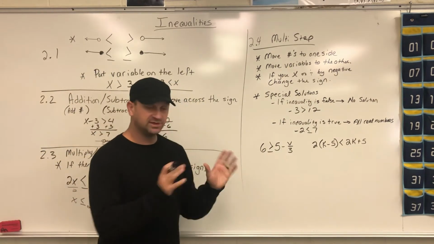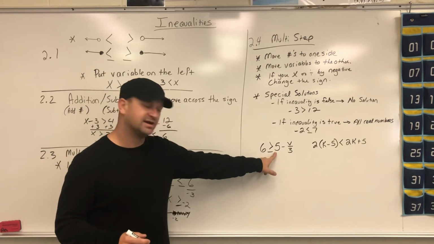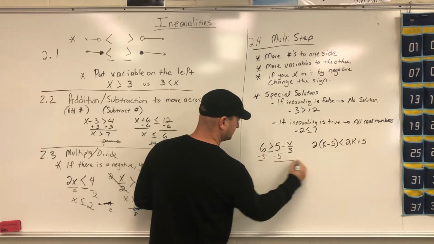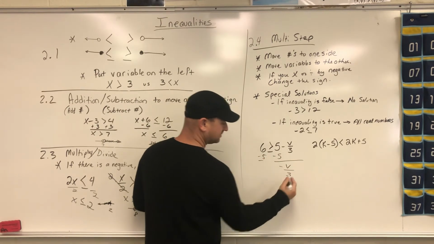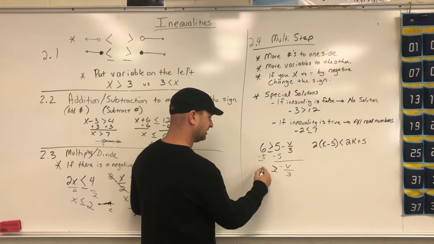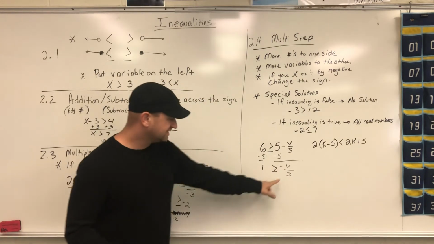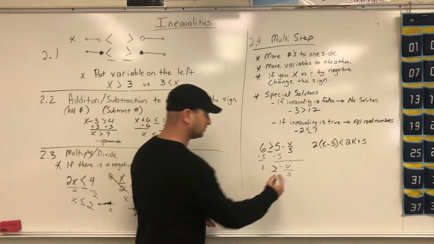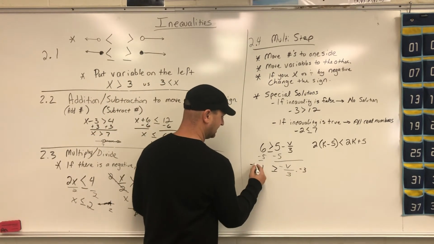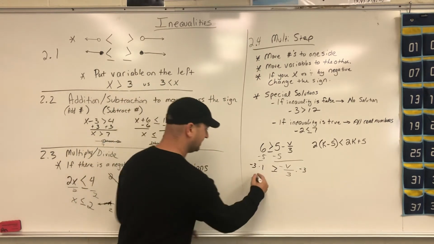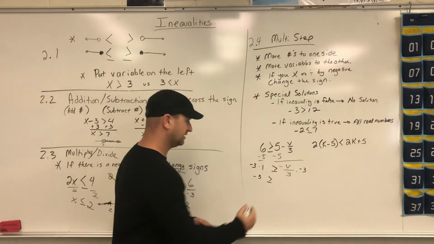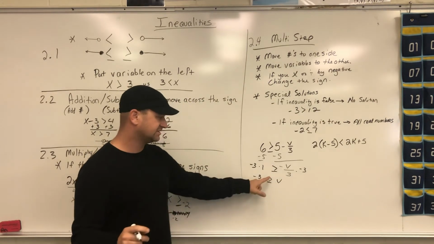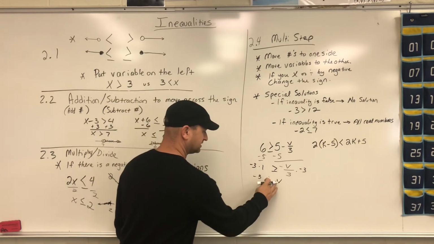So in this case here, we need to move numbers first, and we have a +5. So to move it, we're going to do a -5. So I have -v over 3 is greater than or equal to 1. Now in this case, this negative can go with the 3. And to get rid of that fraction term, we're going to multiply both sides by a -3. So on the left, we get -3, and on the right, we get v. But what did I forget to do in this case? I forgot to switch the sign.